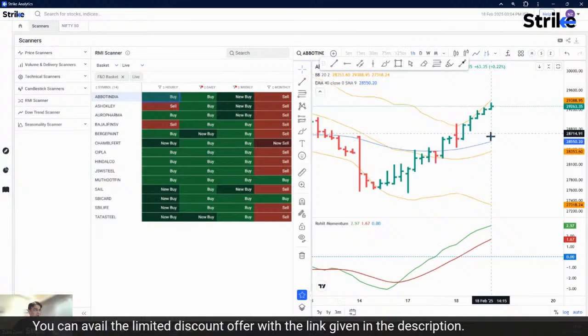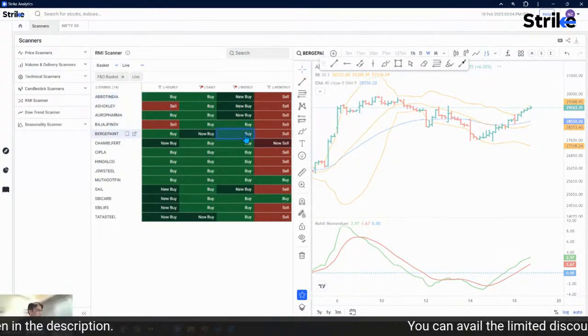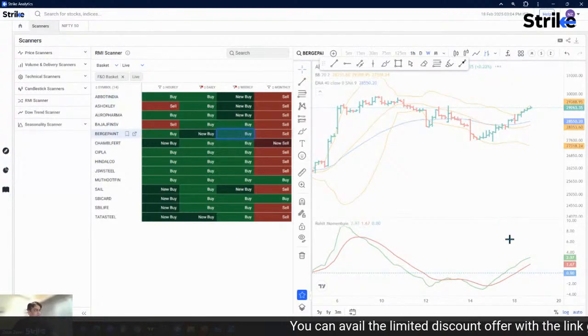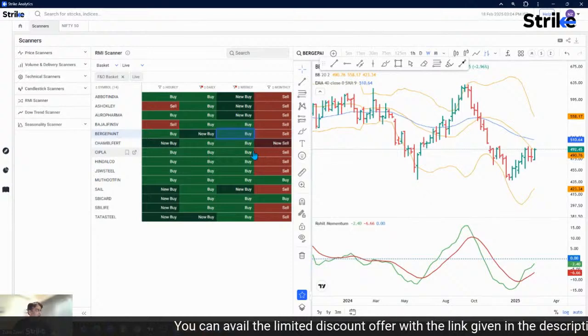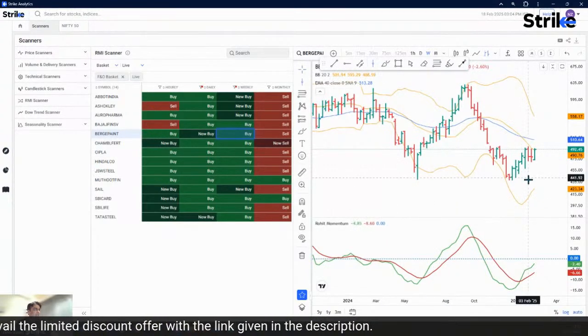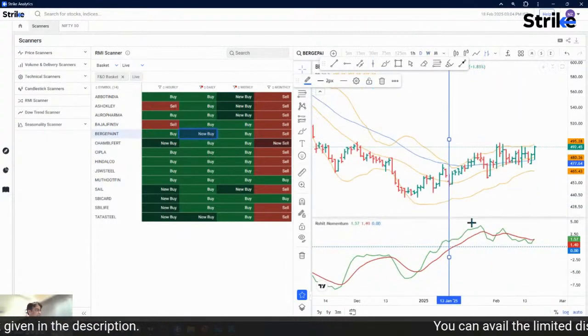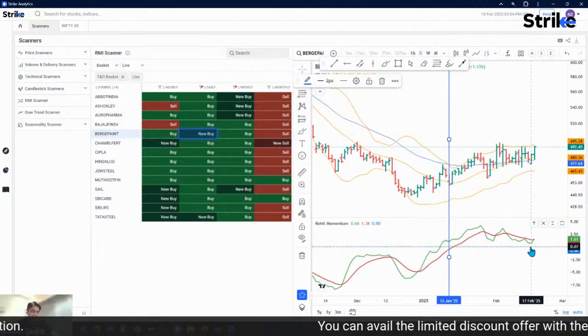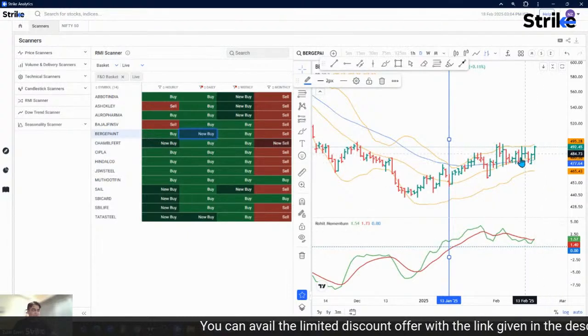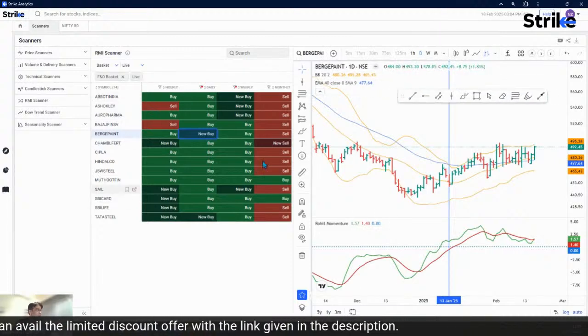Now we have to understand that if I'm a short-term trader, there is a buy signal in Berger Paint. The RMI is in buy mode, and on the daily, the buy mode was generated over here. On the daily, it is in a new buy mode, so it is just a little bit above. The prices are also above the averages. This way you can now create a watch list of these.